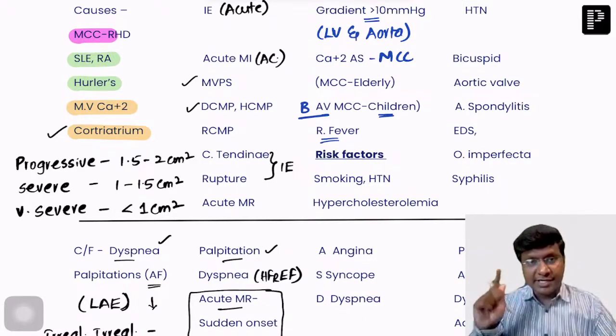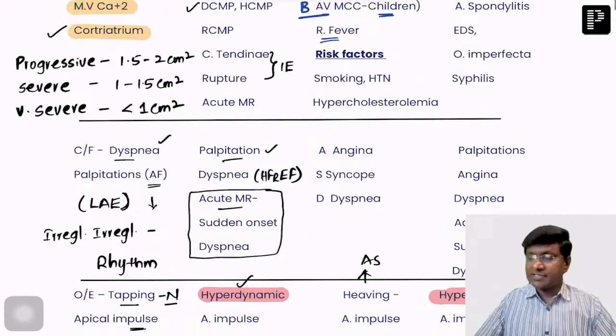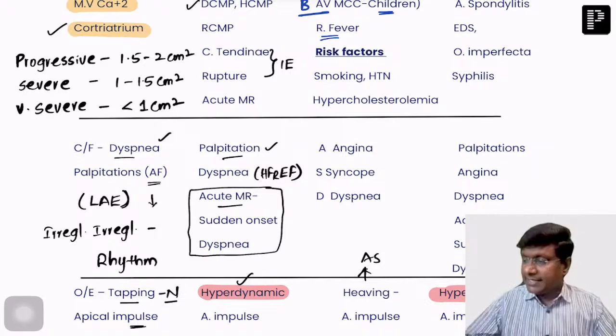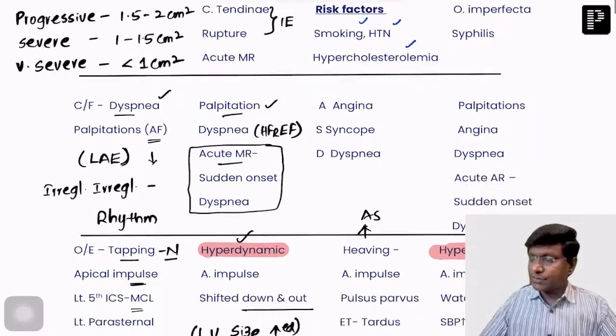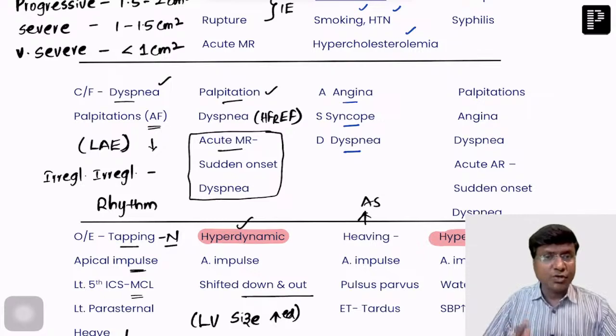So the most common cause in elderly is calcific aortic stenosis, whereas in children, it is bicuspid aortic valve due to Notch one gene mutation. And the other cause will be rheumatic fever. And there are some risk factors which will precipitate aortic stenosis, like smoking, hypertension, and dyslipidemia. And what are the clinical features that you'll have in aortic stenosis? That is angina, syncopal attack, and dyspnea.